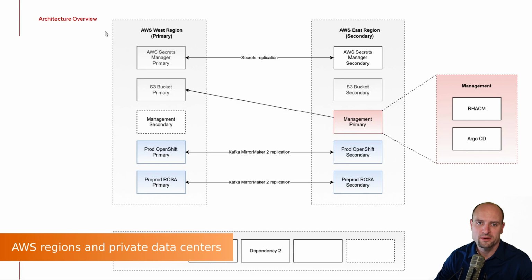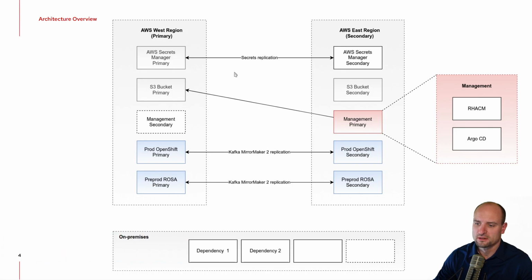In this diagram, you can see that we leverage two AWS regions. The AWS West region is our primary region, and then we also use the AWS East region as our secondary region. In addition to AWS regions, we also have some of our application dependencies still located in private data centers, for example, Oracle databases and other services.